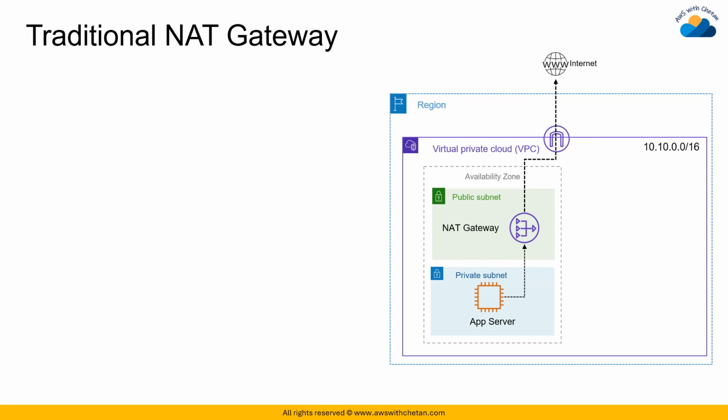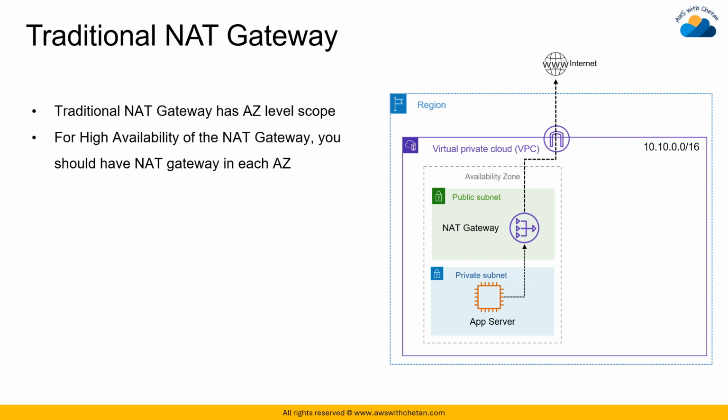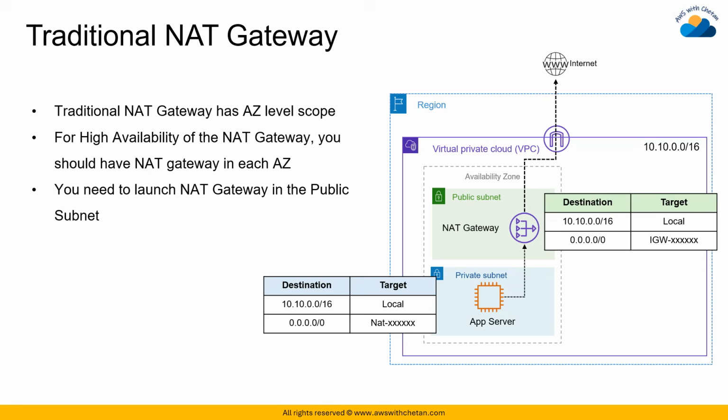So for those who do not know, NAT gateways basically allow outbound internet connection to the instances in the private subnet. And traditionally, the scope of the NAT gateway is AZ level, which means for high availability of these NAT gateways, you need to launch them in multiple AZs, which definitely adds some manual overhead. Further, in order to launch this NAT gateway, you need to have your own public subnet, and you have to also configure the route for that subnet so that traffic can go from the NAT gateway to the internet gateway.